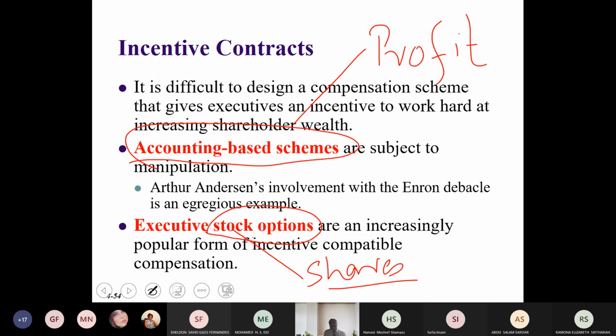So you can attach his salary with a profit. That if we achieve 30% profit, I will give you a 5% raise in the salary. Or in the next 5 years, if our profit increases by 20%, 30%, 50%, we will increase your salary by this much. So attach the salary with the profit. This is called accounting based scheme or accounting based compensation plan. Whereas stock options, you attach his compensation that if we increase our profit by 50% in the next 5 years, we will give you 10,000 shares of the company. Or if you grow the company by 10% in the next 2 years, we will give you 5,000 shares of the company. This is called stock-based compensation.